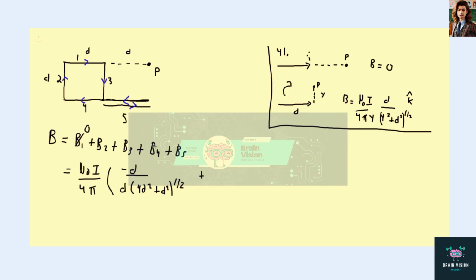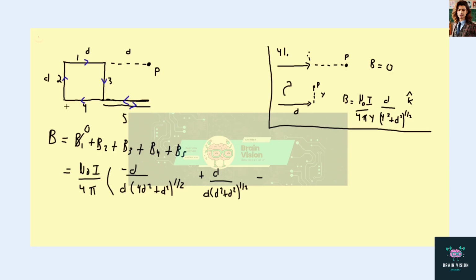So B3, now we have current going the opposite direction, so if this one was minus, this one's probably going to be a plus. And now y is equal to d, and d is equal to d. So this one will just have d over d times d squared plus d squared to the 1/2. And so the other ones we're doing just the same.